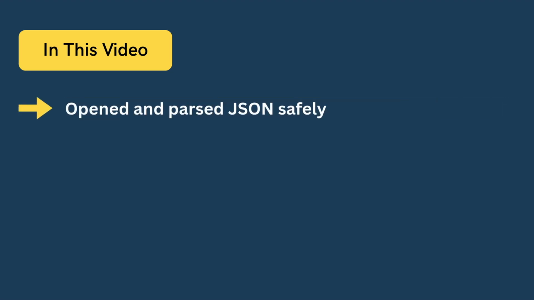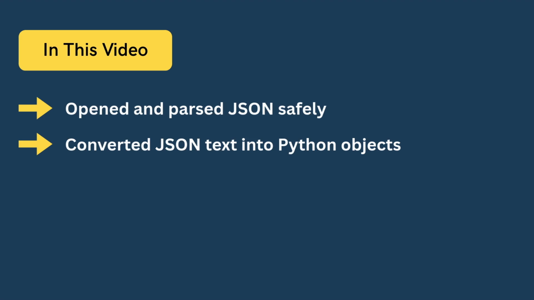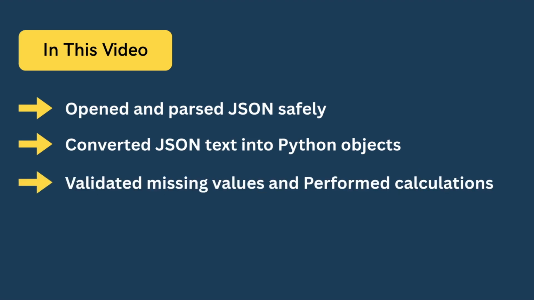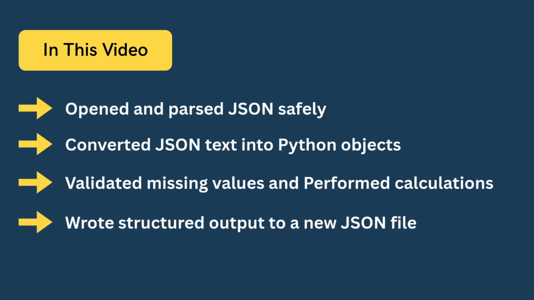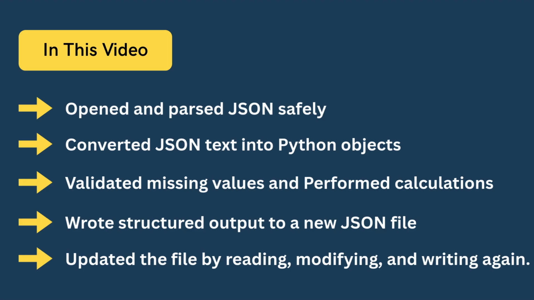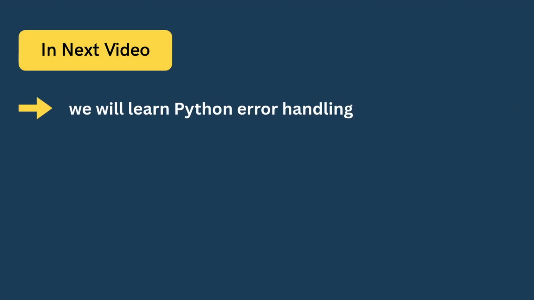In this video, we handled a JSON file from start to finish. We opened and parsed JSON safely, converted JSON text into Python objects, validated missing values, performed calculations, wrote structured output to a new JSON file, and updated the file by reading, modifying, and writing again. In the next video, we will learn Python error handling.